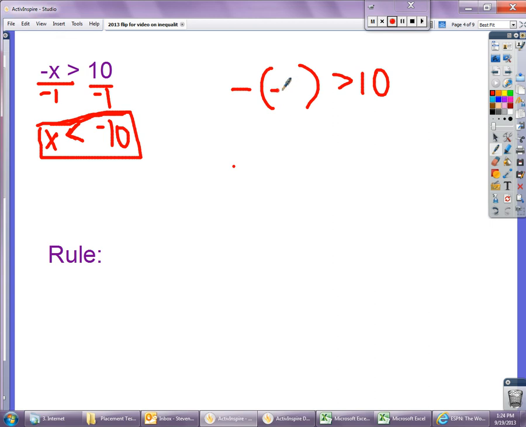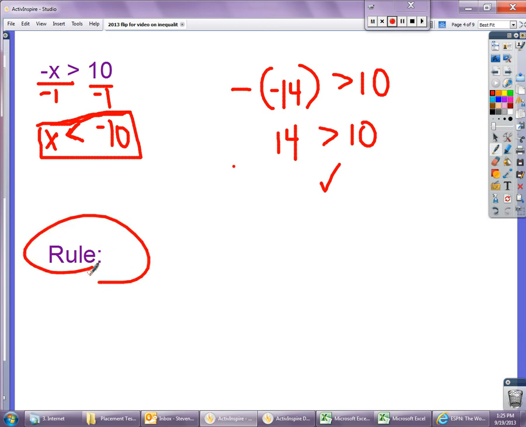So like, for instance, negative 14. If you put in a negative 14, minus a negative 14 becomes plus 14, and it works out to be a true statement because surely negative 14 is greater than 10. So the reminder is whenever you are multiplying or dividing by a negative number, you always flip the sign.